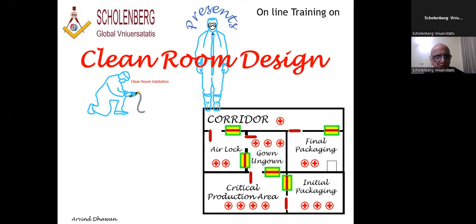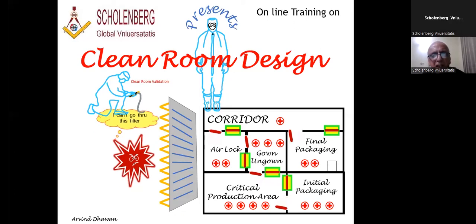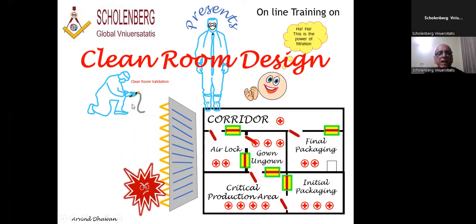Now this is about clean room design. I have shown you garments, validation, and this bacteria coming here. When you design a clean room, it's all about pressures. What is the pressure in between various rooms? Airlock, gowning room, critical production areas, initial packaging, final packaging. You have to take care of the pressures inside that room because you must limit the flow of dust and bacteria.